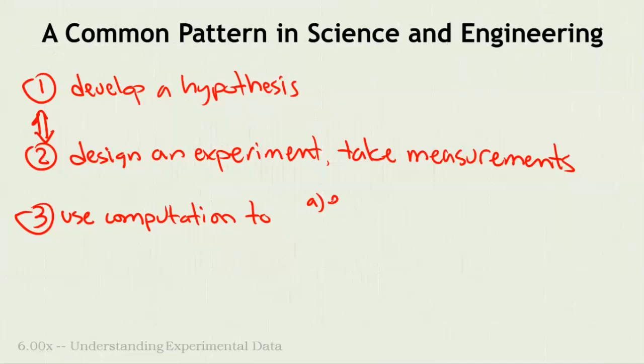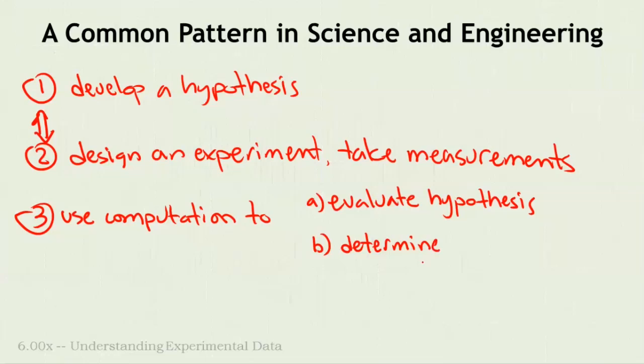The first thing we're going to do is probably evaluate the hypothesis. What we'd like to do is determine if the measurements we made give us some evidence that, in fact, our hypothesis is true. The hypothesis may involve certain unknowns, some constants of proportionality, and one of the things we'd like to do with the measurements, if we decided that, in fact, the hypothesis is true, is determine the values of these unknowns in the hypothesis.